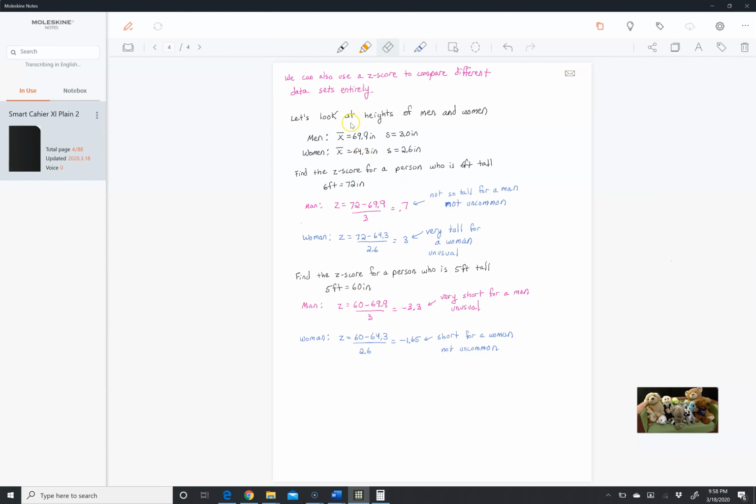Okay, so we can do a comparison between heights, and you can see that these are completely different data sets, but it does give us some idea as to comparing. Okay, in general, women are shorter than men. Okay, so that is it for this lecture. So we went over percentiles and we went over z-scores.